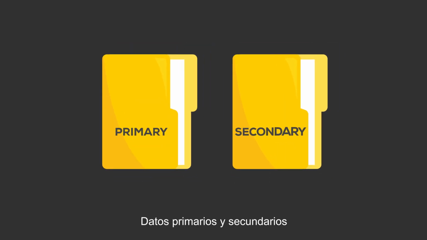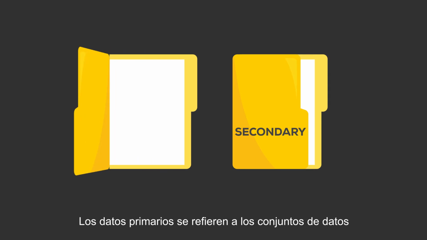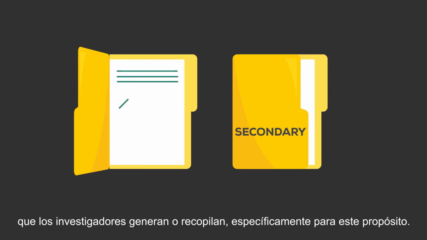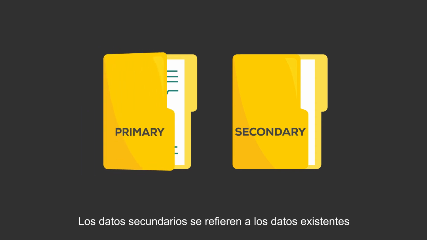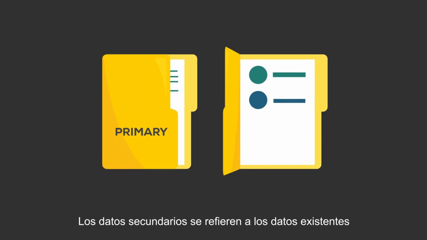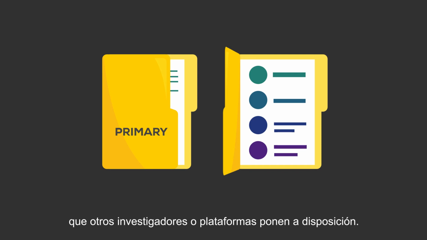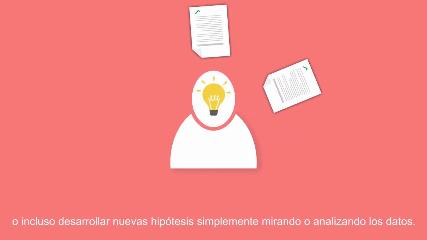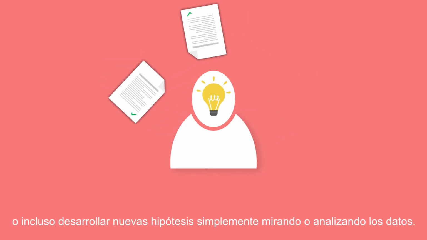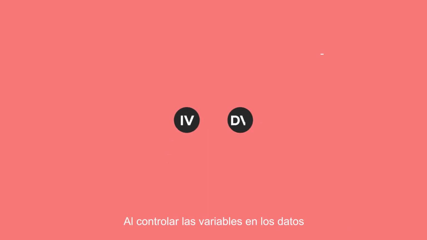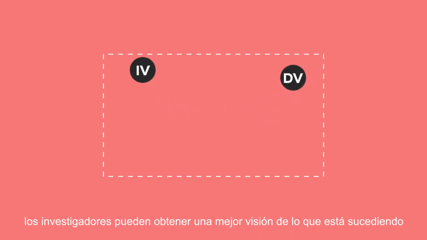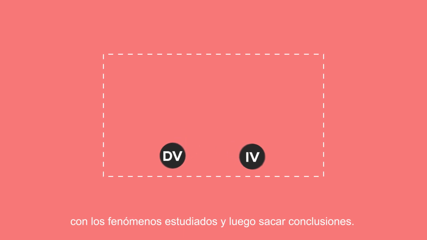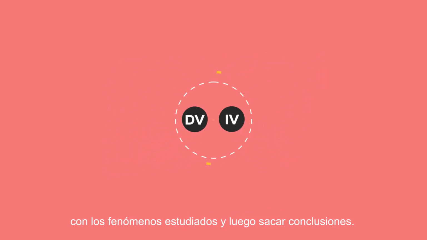Primary and secondary data. Primary or raw data refers to the data sets which are generated or collected by the researchers specifically for this purpose. Secondary data refers to existing data that are made available by other researchers or platforms. Interestingly, we note that researchers can create ideas or even develop new hypotheses by merely looking at or analyzing the data. By controlling the variables in data, the researchers can get a better view of what is going on with the phenomena being studied and then draw conclusions.